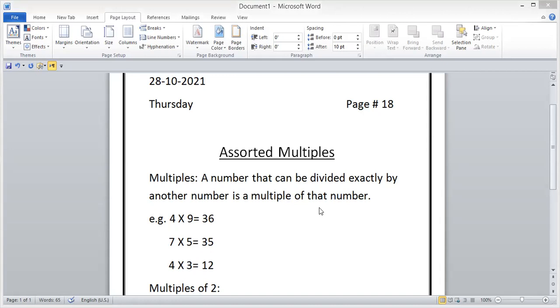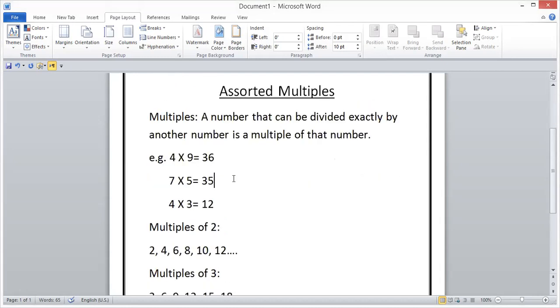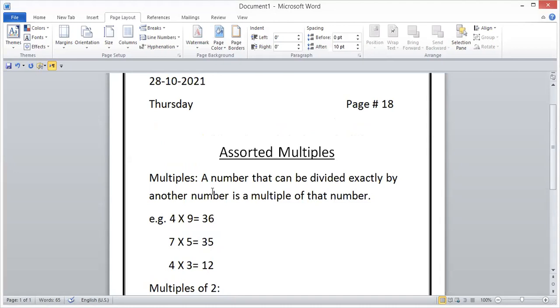This, guys, all of this you have to write in your notebook, from top to bottom: the definition of multiples, then the examples I'm sharing with you. Multiples are the numbers which can be divided exactly by another number. Examples are 4 times 9 equals 36, so 36 is a multiple of 4 and of 9. Take one more example, 7 times 5 equals 35. So 35 is exactly divisible by 7 and by 5, so 35 is a multiple of 5 and of 7.